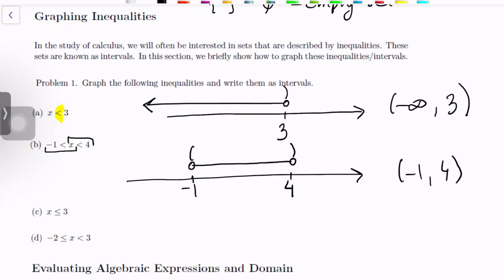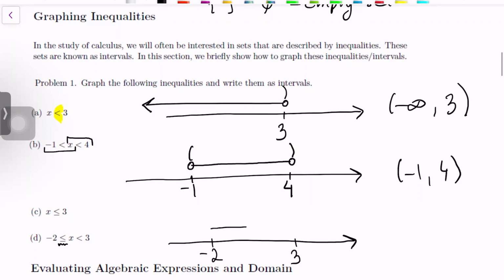And D is very similar. Again, you have a compound inequality. X is bigger or equal to -2. This is or equal, right? Here, so X is bigger or equal to -2 and less than 3. So the two numbers I need to mark are -2 and 3. Now, bigger or equal to -2 means to the right, and less than 3, I cannot pass 3.